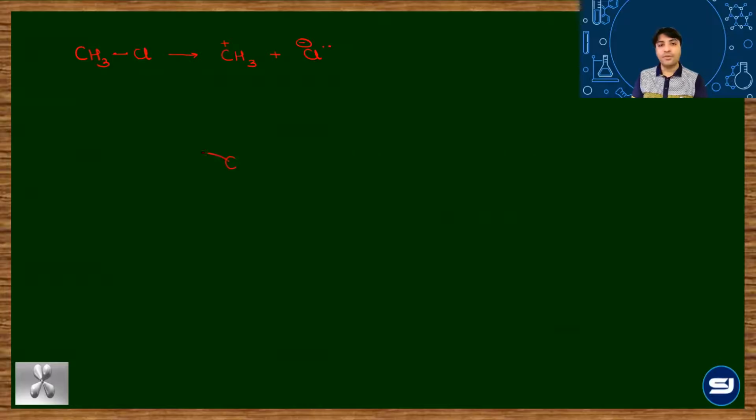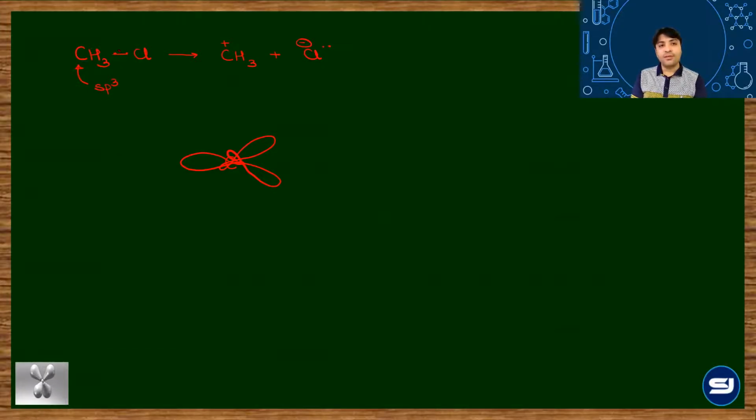Meaning now the carbon will have three of the orbitals which are hybridized, and they will be arranged in the form of a planar geometry. And the orbital from which the electrons were being pulled by the chlorine, that would become unhybridized and it will lie perpendicular to this plane. Matlab, initially, in case of methyl chloride, if I ask you what is the hybridization of carbon, what will be your answer? sp3. It was sp3 only.